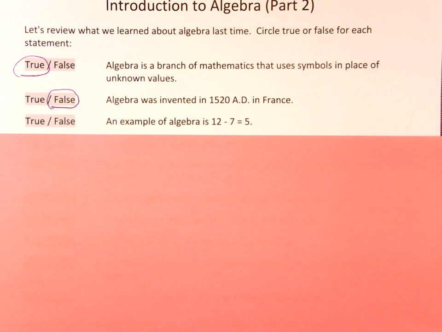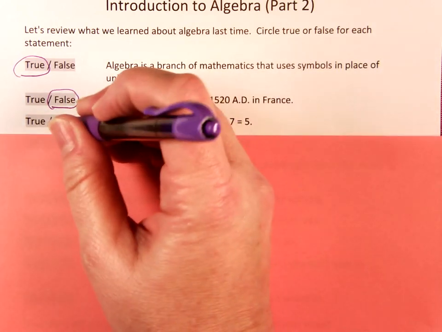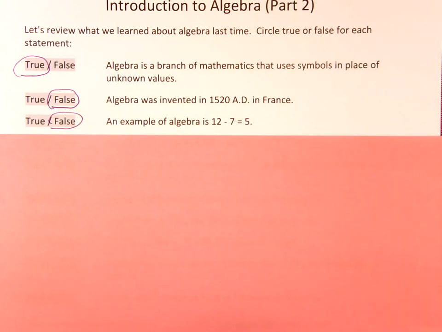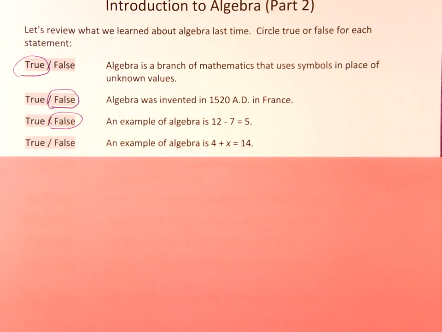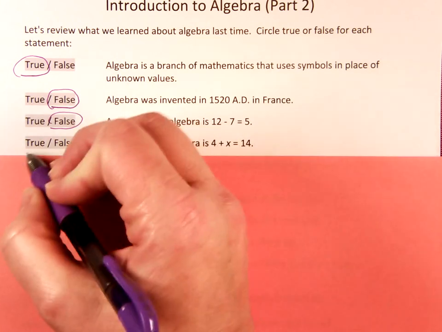An example of algebra is 12 minus 7 equals 5. False. That is false because where's the unknown? There's no variable to solve for. That would be arithmetic. How about this? An example of algebra is 4 plus x equals 14. True, that's right. There is an unknown value there.